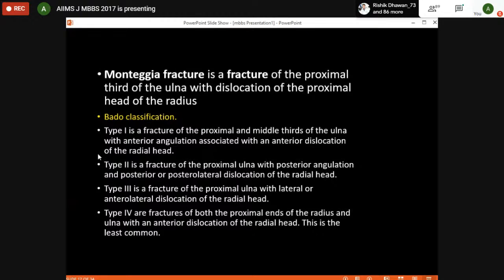There is a classification. I will not go into the details, but if anyone is interested, you can read about it. It might be helpful. It might be one of your MCQs sometimes. Less likely, this is more of a radiological thing, but you can at least know that Bado classification is the one used for classification of Monteggia fractures. Okay.